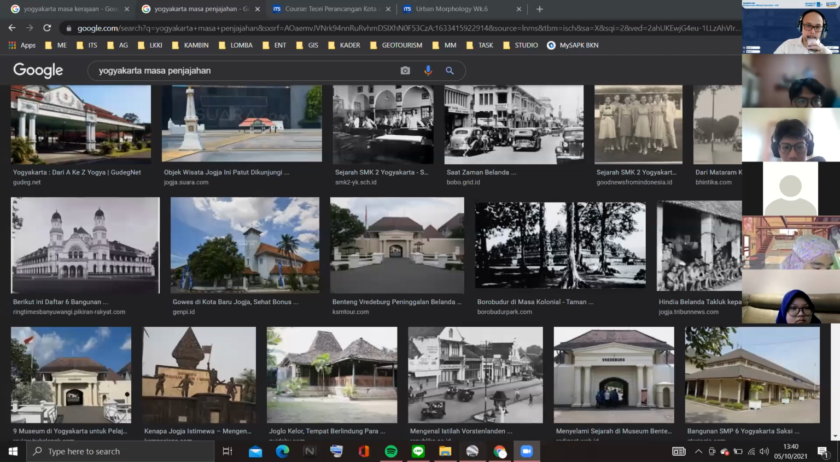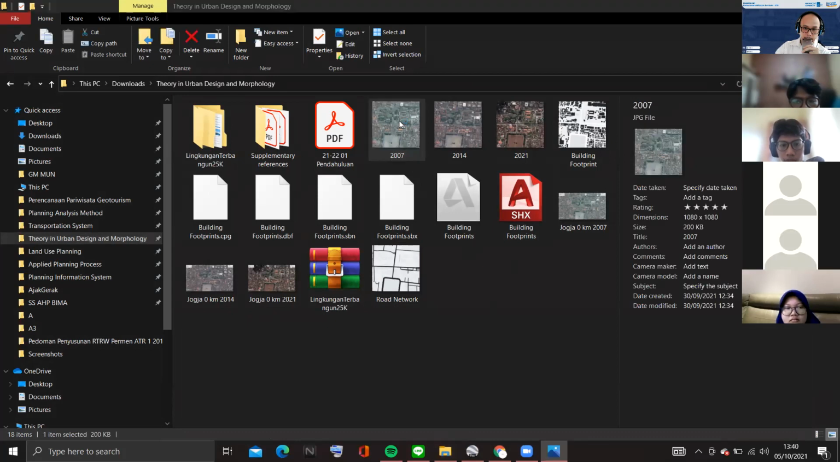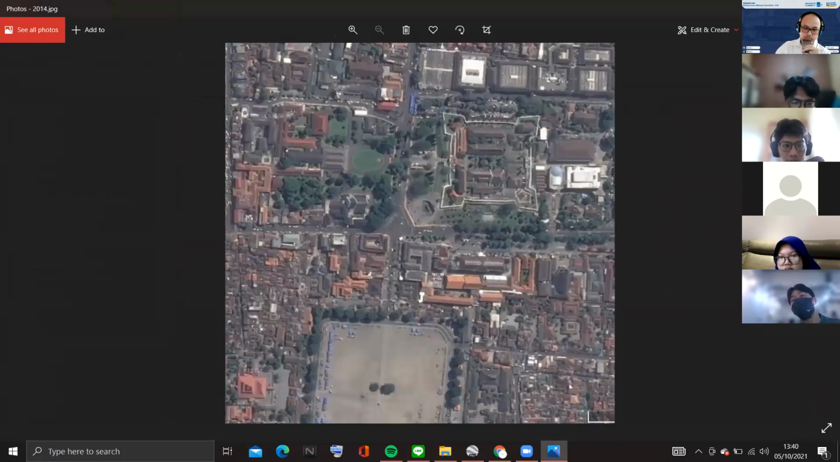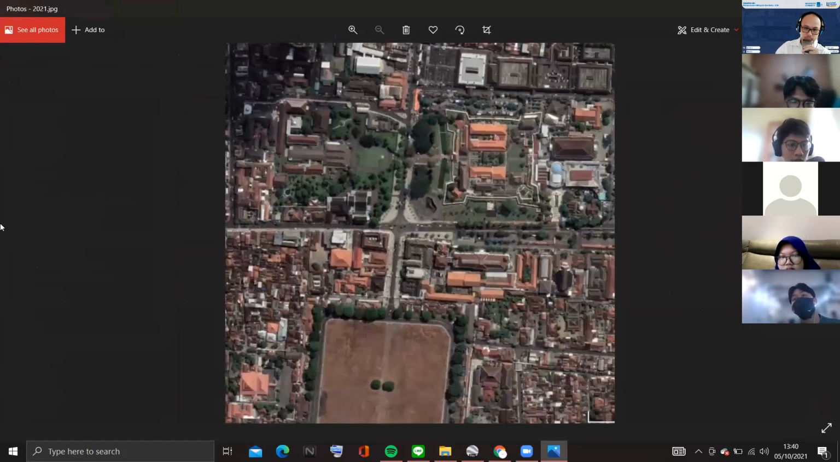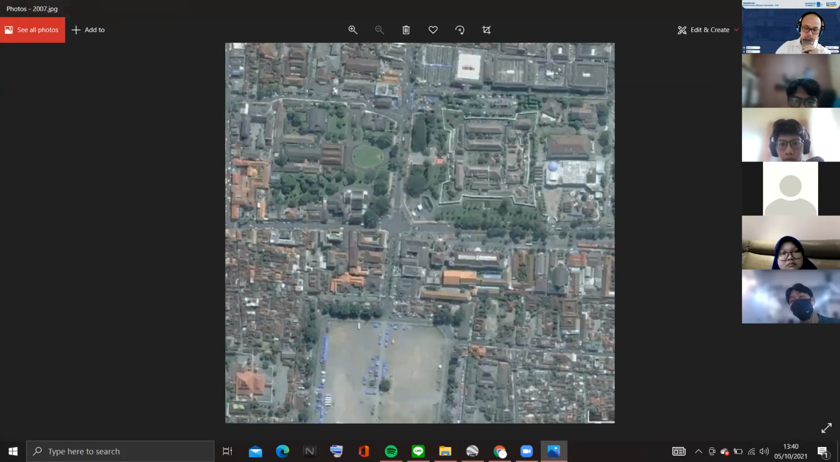Okay, so we have taken several pictures of our case study, which is Yogyakarta, because the data is very limited. So we only took it from 2007 until 2021. This is the picture of 2007. This is the picture of 2014, and this is the picture of 2021. And there is no significant difference in these pictures, which I have told you before.